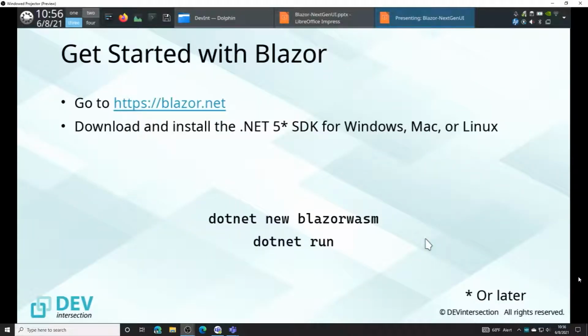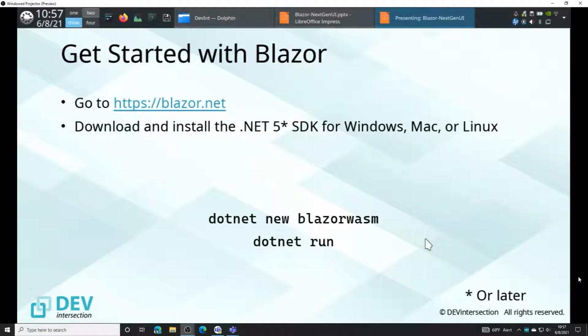So let's get started with Blazor. Let's do some of the basic getting started things. Let's actually run an application and go through and take a look at this a little bit. You can download and run the .NET 5 SDK for Windows, Mac, or Linux. Once you have that installed, and there are great instructions from Blazor.net or from get.dot.net, you can run dotnet new blazorwasm and just dotnet run it.